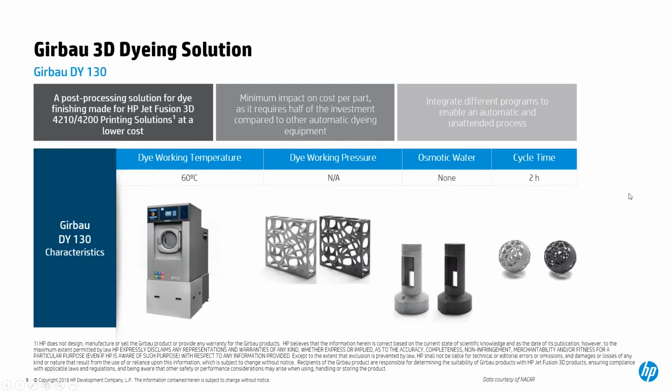This is a batch process, and the cycle time is around 2 hours, but it's a solution that could be very interesting for customers that really want to do this process for manufacturing, because it's going to give better repeatability and homogeneity than the manual dyeing.